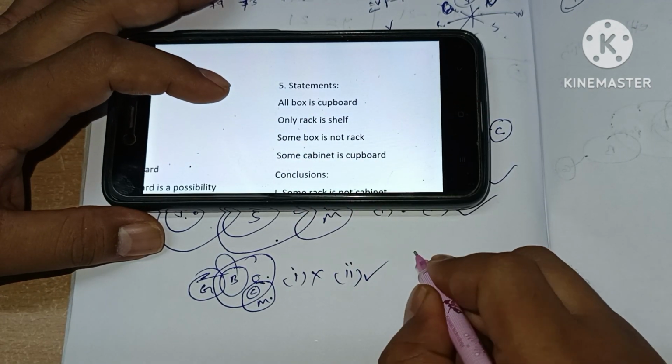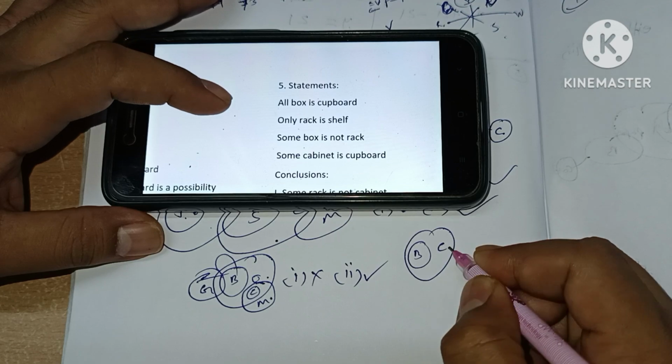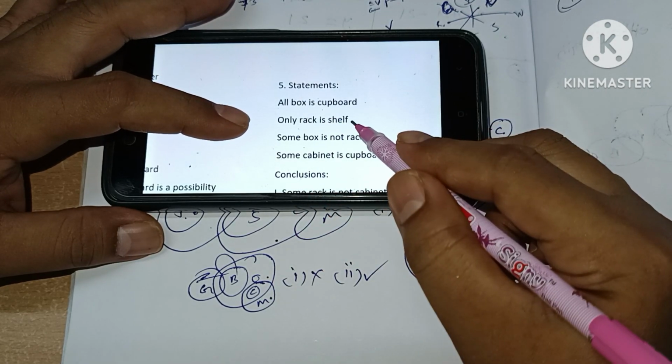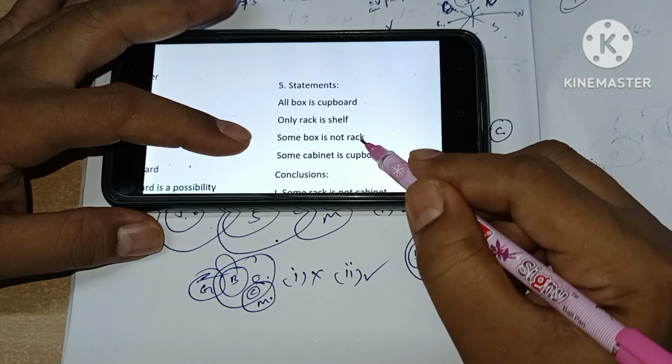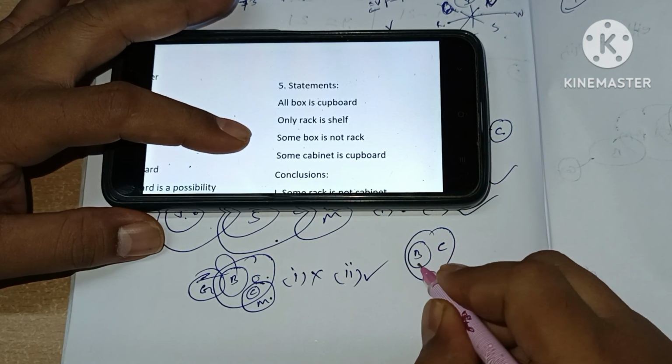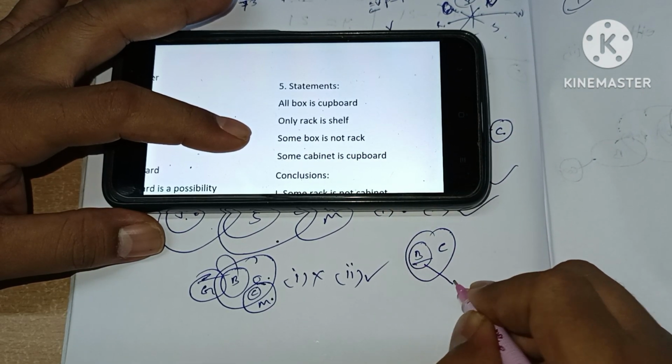All box is cupboard. Only rack is shelf. Okay, leave that side. Some box is not rack. This is box. Some box is not rack.